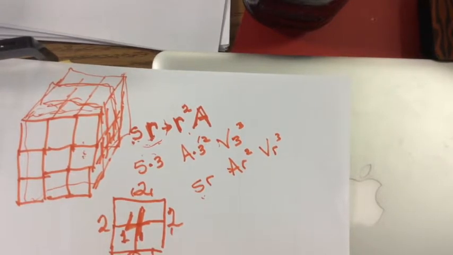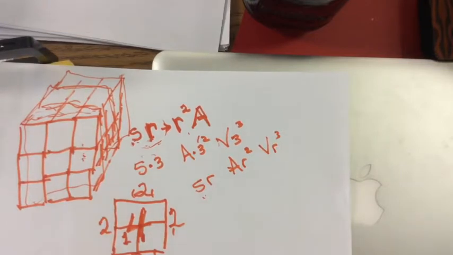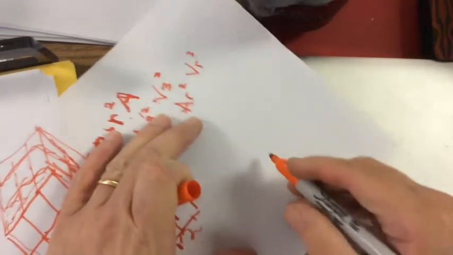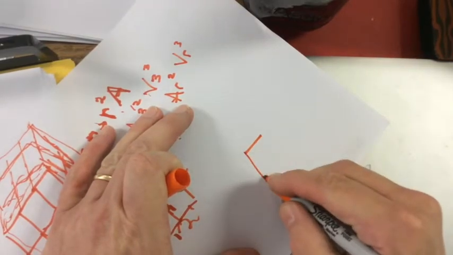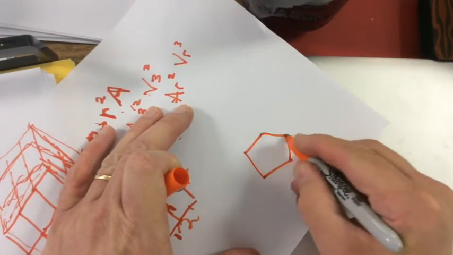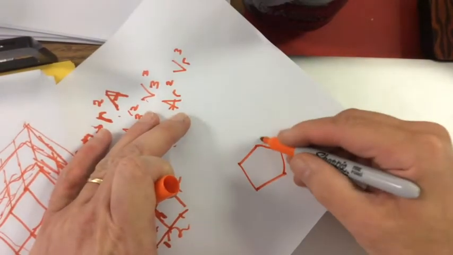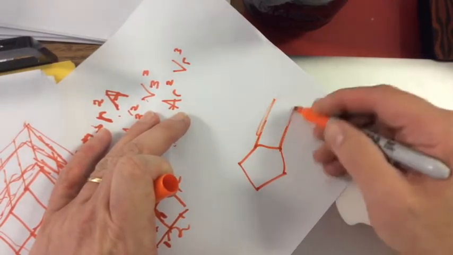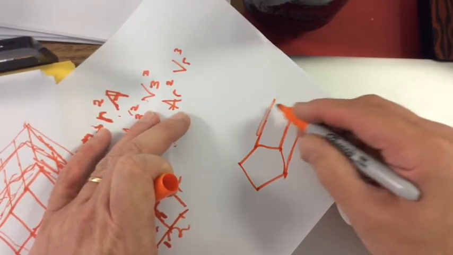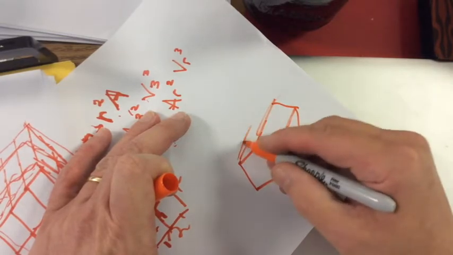The only other thing about volume, remember, is that any polygon could be the base of a cone, of a pyramid, or of a prism. So you need to know how to get the area of any regular polygon.